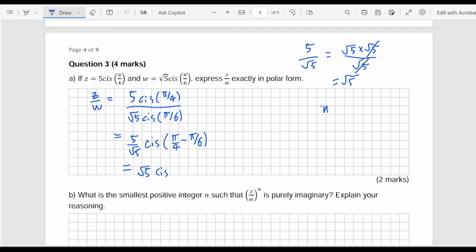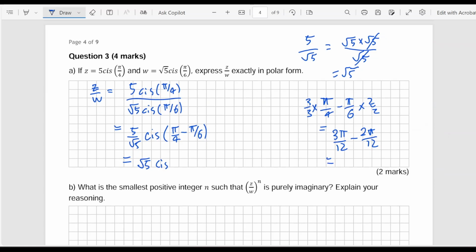Now, when we're dealing with pi over 4 take pi over 6, you can think of this as 3 pi over 12 take 2 pi over 12, because we multiplied that by 3 over 3 and that by 2 over 2 to get a common denominator of 12. So we're going to get pi over 12 just there. So that is this pi over 12.